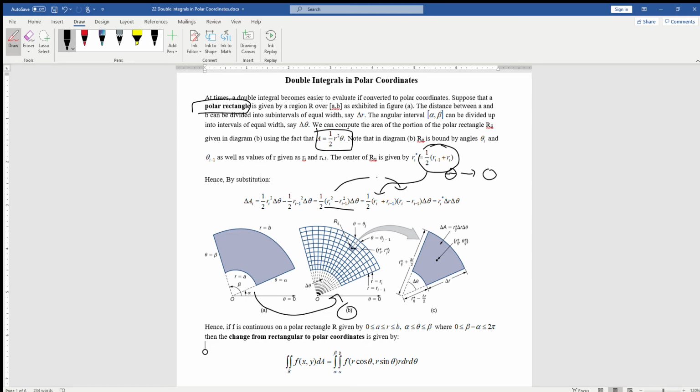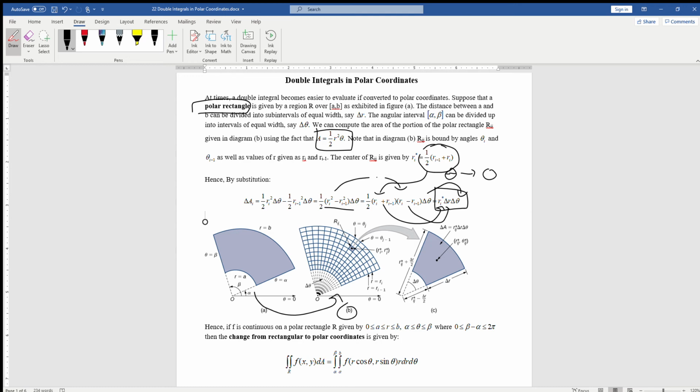So what we end up with is that the area is r sub i asterisk times the change in the radius, delta r, which is r sub i minus r sub i minus 1, and then delta theta is just delta theta.